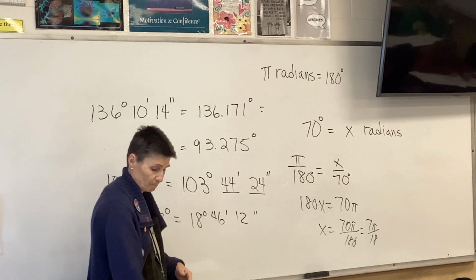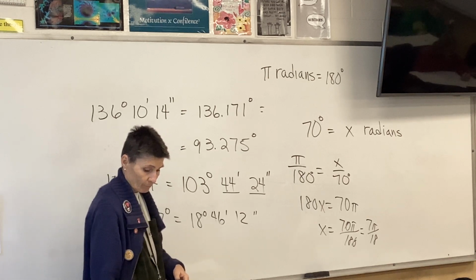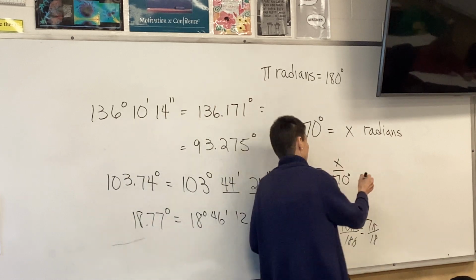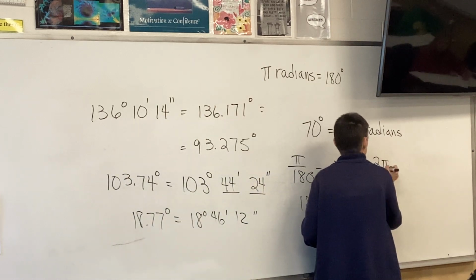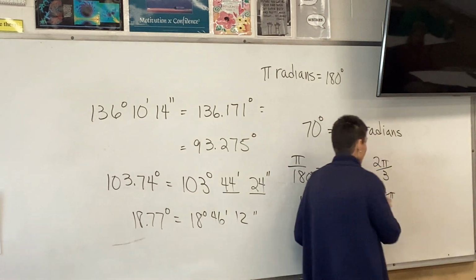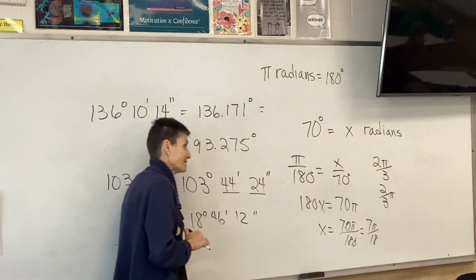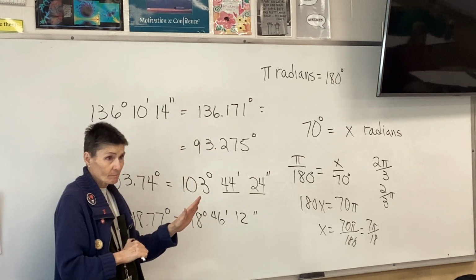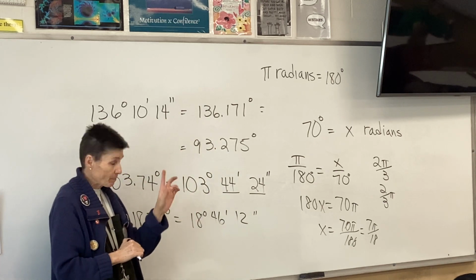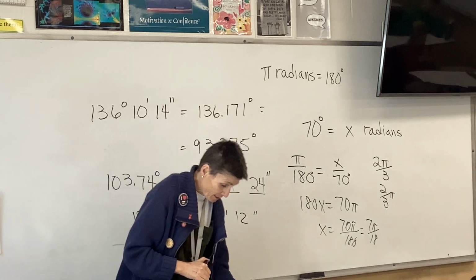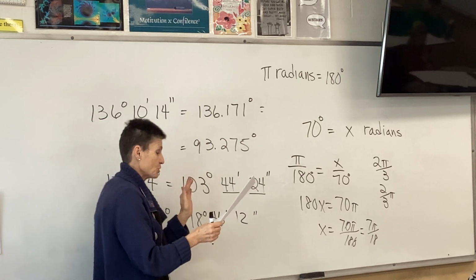What'd you come up with? What'd you get? 2/3 pi. You can write that 2 pi over 3, or you can write it 2/3 pi. Whatever you're comfortable with, that is exactly right. Anybody not get that? Everybody got that? Okay. All right, now, same directions.